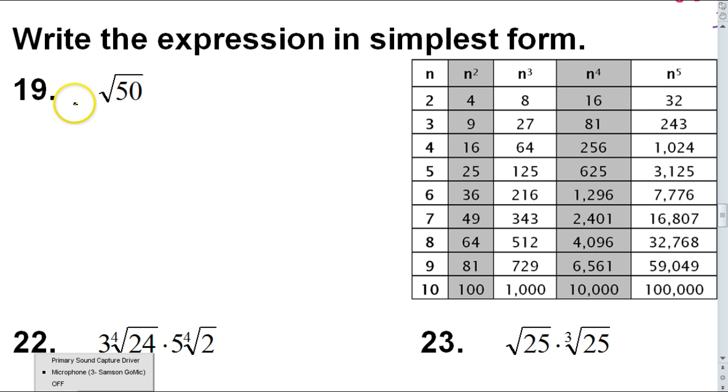Similarly, looking at number 20, we've got the fifth root of 1,215. As we look at the fifth power column, 1,215 is not here. So we look for the biggest number that might divide evenly into 1,215. So we're going to try either 243 or 32.